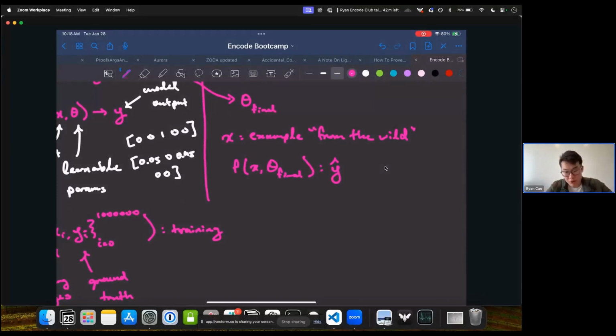So using a model in deployment, or what we call inference time, is literally just taking the parameters that you trained, feeding in some new input, and then getting whatever the output is from that and taking that as the ground truth. Cool. Okay.